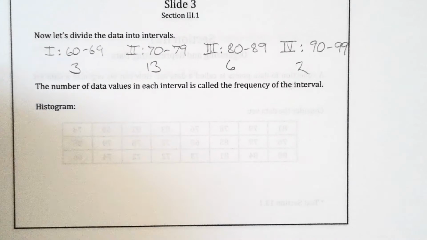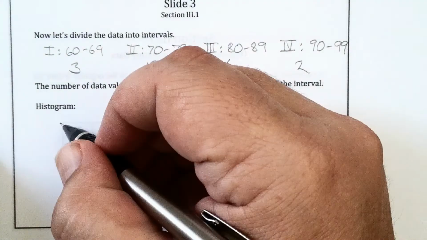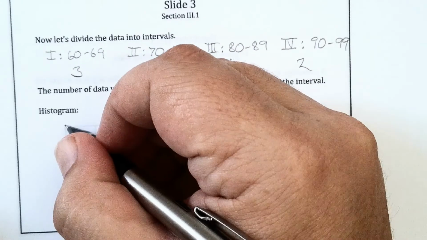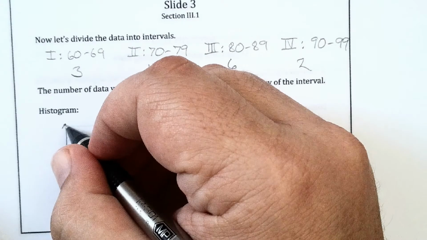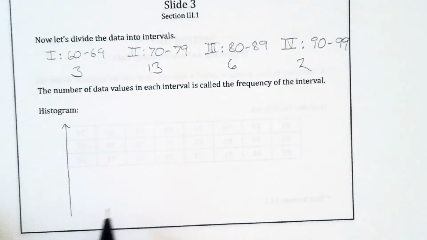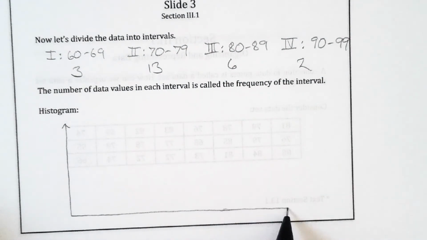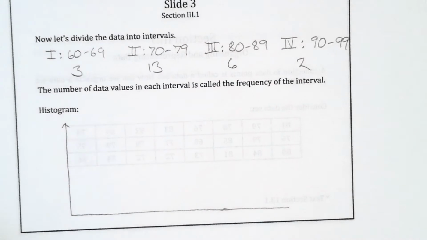Okay, so now I'm going to use those frequencies to draw what's called a histogram. A histogram is a kind of graph that you might be used to calling a bar graph, but a bar graph is actually a little bit different. We'll talk about that in a minute. Basically, a histogram is a bar graph for numerical data.